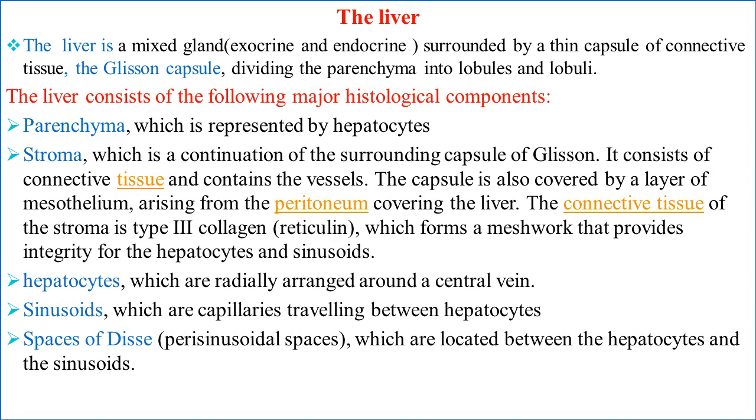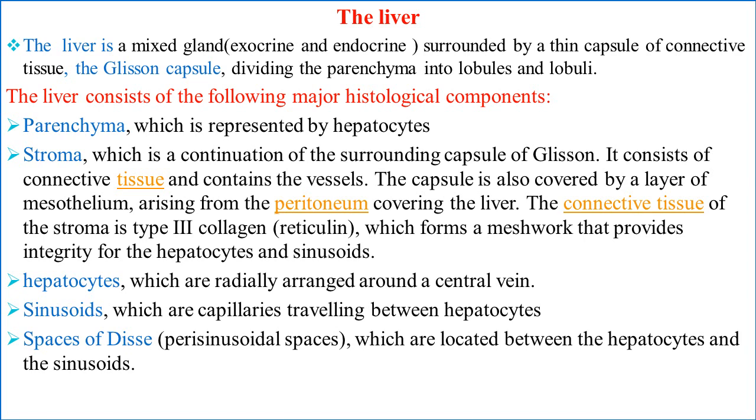راح تكون الستروما. الستروما قلنا هو استمرارية السراوندينج كبسول إلى داخل فصوص الكبد، تتألف من كونكتيف تشو وتحتوي على الأوعية الدموية. وأيضا راح تغطى بطبقة ثانية من الميزوثيليوم منشأها من البريتونيوم. هذا الكونكتيف تشو للستروما المكون الرئيسي إليه هو الكولاجين تايب 3 أو ما يسمى بريتيكولين.